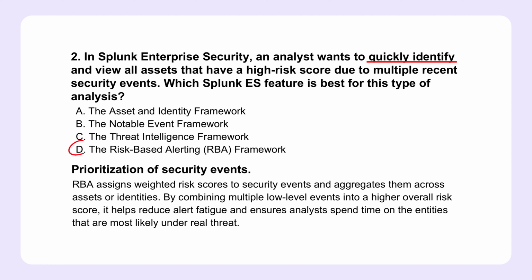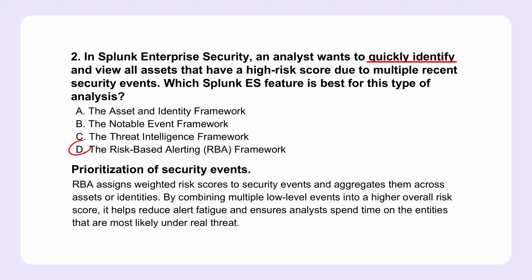The explanation for RBA is pretty straightforward. It lets Splunk ES assign scores to different security events. So maybe a failed login gets a low score, but a successful login from, say, an unusual country gets a higher score. Makes sense, right? Yeah. Then it rolls up those individual scores into a total risk score for a specific thing, like a critical server, an asset, or even an identity, like a specific user account. Ah, I see. So it aggregates the risk.